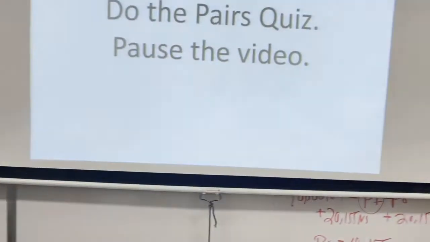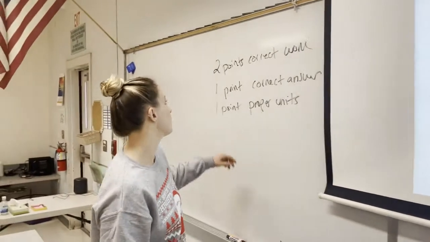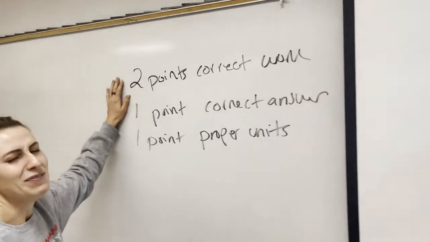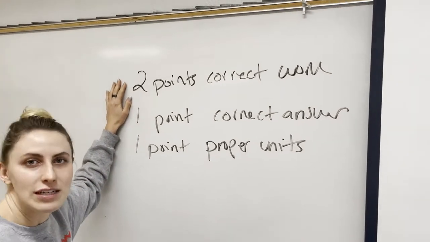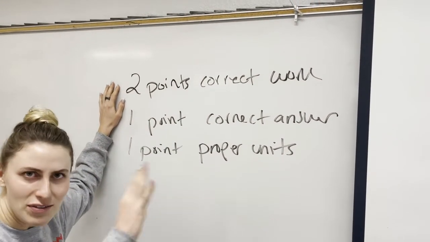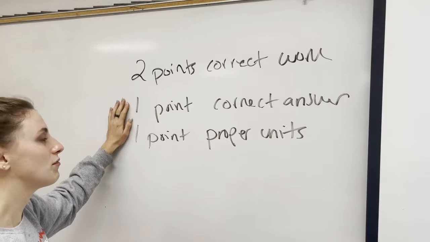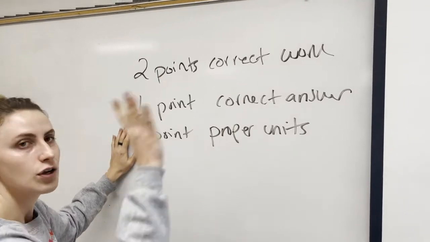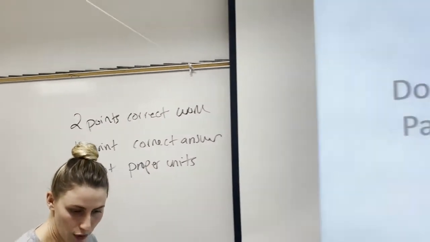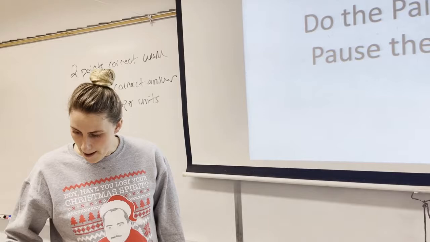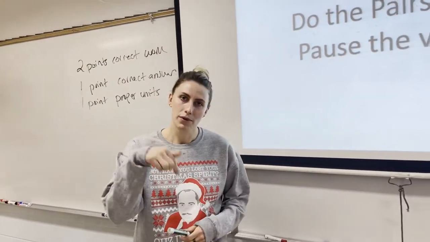So just a reminder on how to grade. You're going to give yourself 2 points for the correct work. If you're like, I don't know, just give yourself at least 1 point. Give yourself a point if some of it's right. 1 point for the correct answer, 1 point for correct units, 4 points total. And you'll be reporting your scores on the Google form below this.